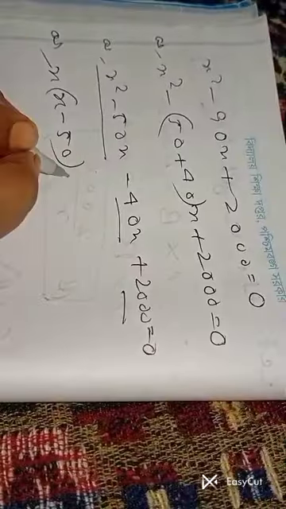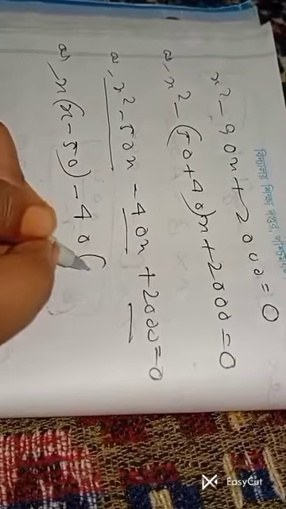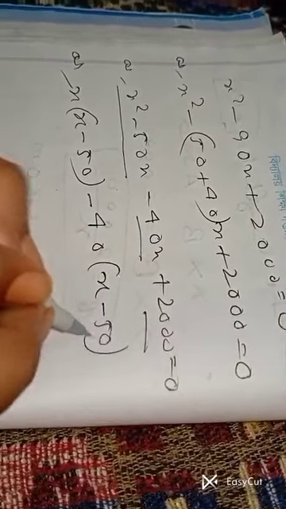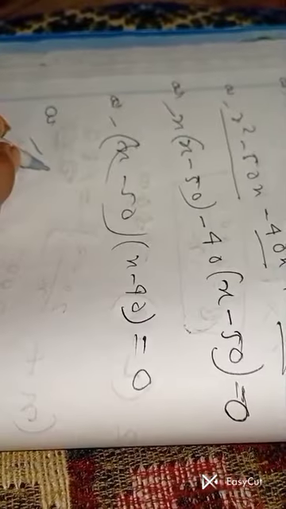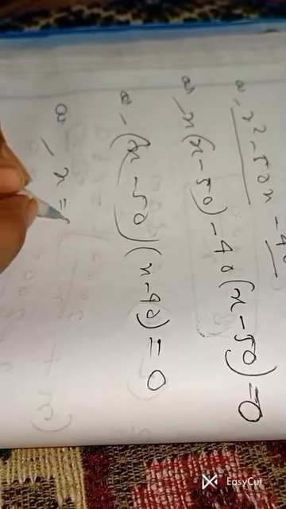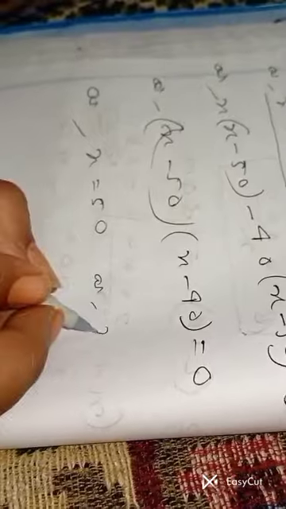What do we get common from the third and fourth terms? Minus 40. Okay, so what do we get? x minus 50 equals to 0. So what are the two terms? x minus 50 into x minus 40 equals to 0. So x is equal to 50, or x is equal to 40.